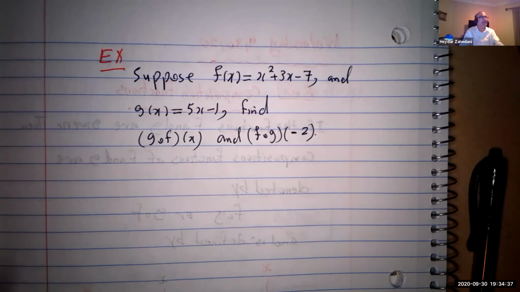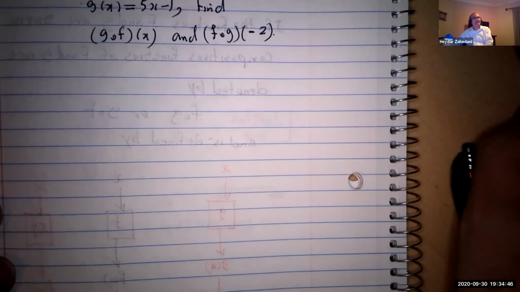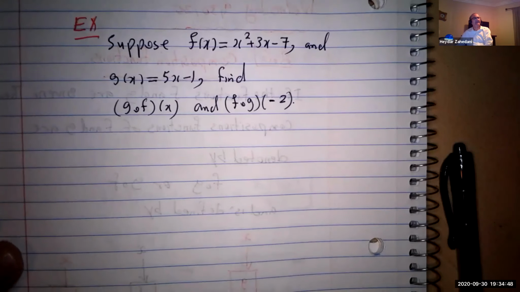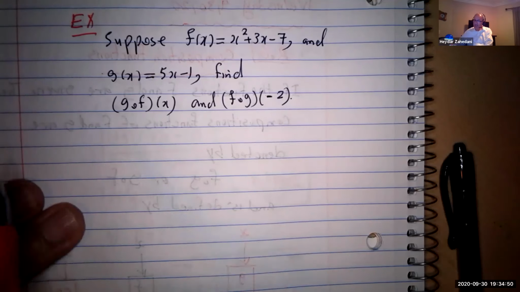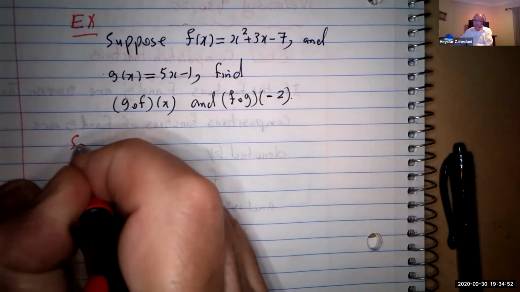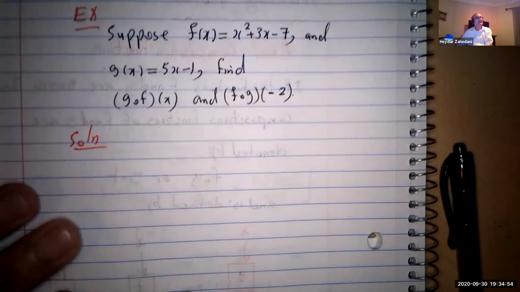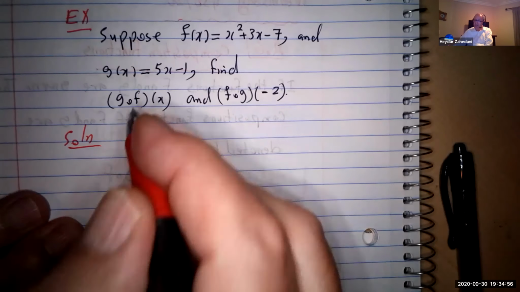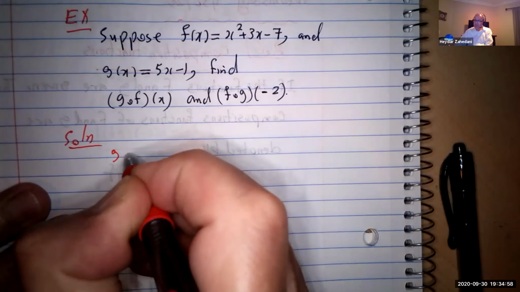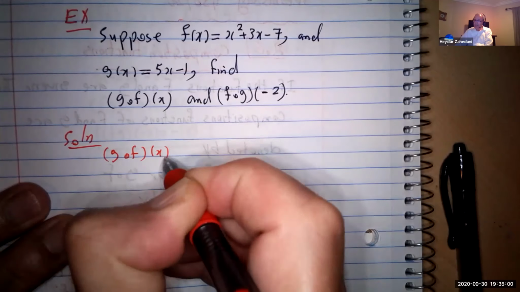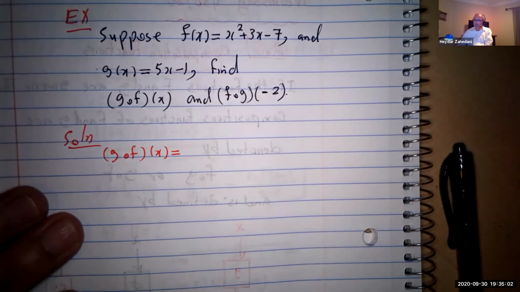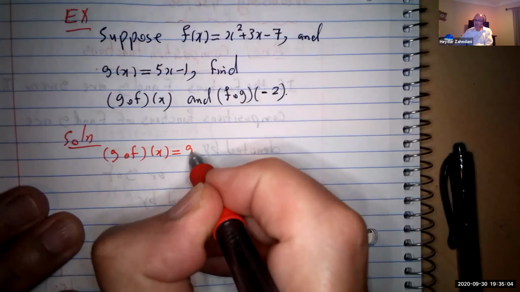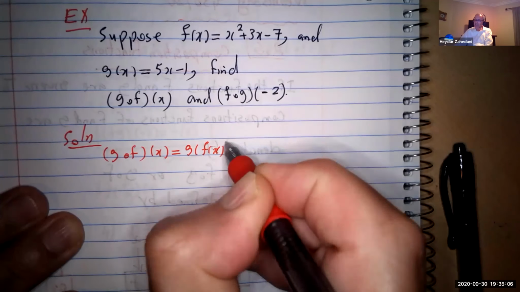Okay, thank you. Now we are going to continue. Finding this composition of two functions is just 2 steps: the definition and then the result, the solution. So we go over g of f of x first. Definition first: g of f of x.